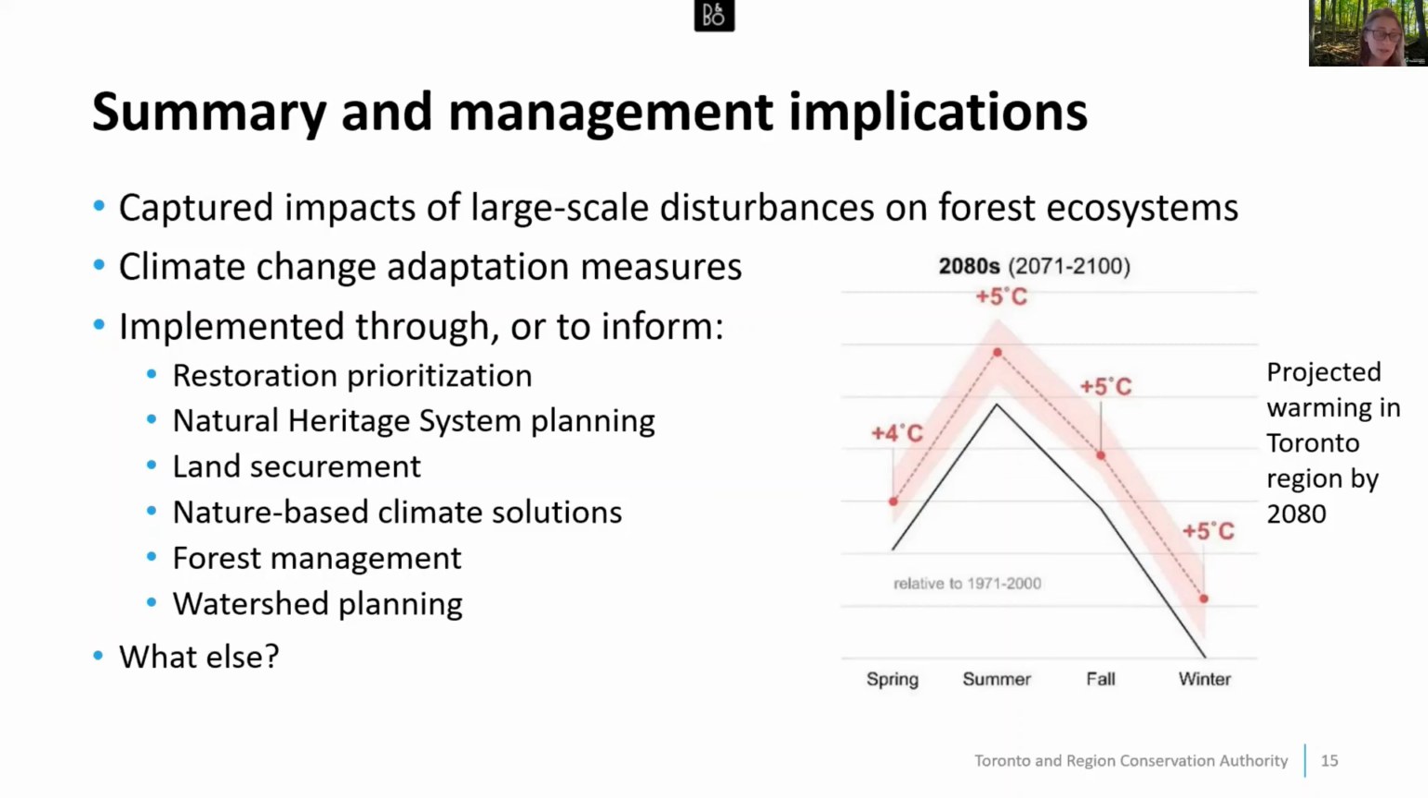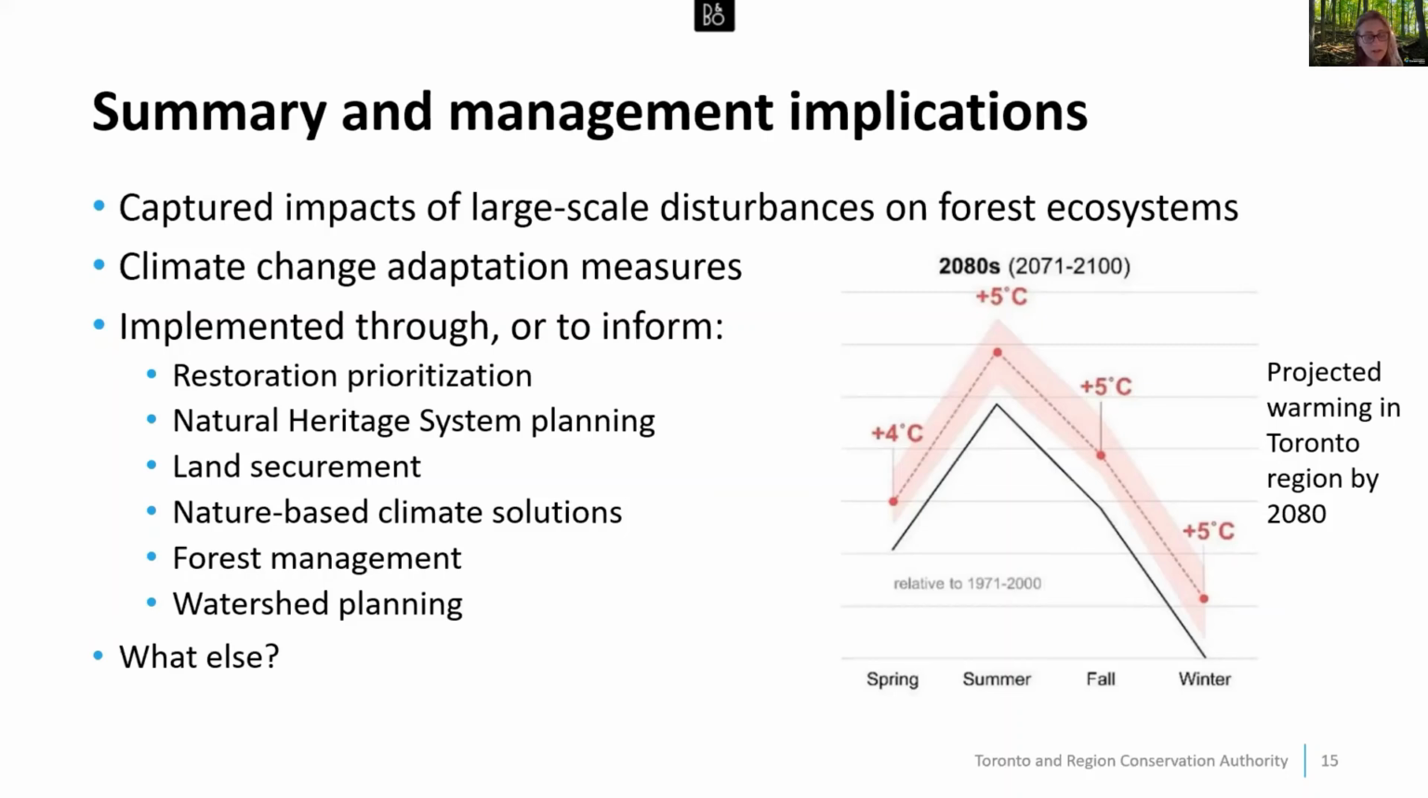But also importantly, continued regional monitoring so that we can use this information to look at these more broad scale regional impacts. And locally, we can implement these through various initiatives, including prioritizing where we restore habitat, natural heritage system planning, land securement, nature-based climate solutions, altering our forest management practices as well, and watershed planning as a way to assist our municipalities in landscape planning.